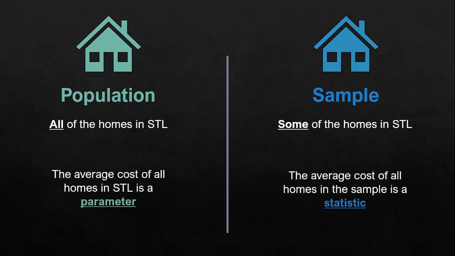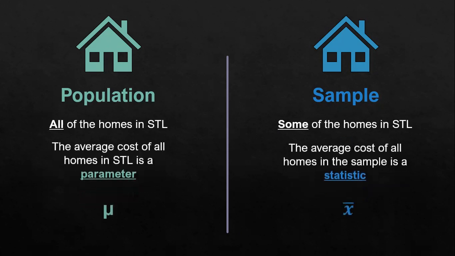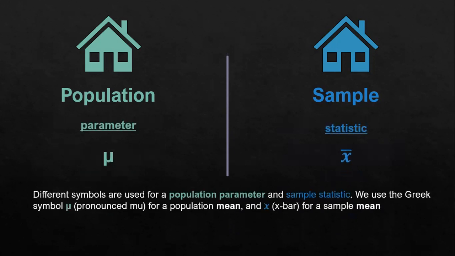Parameter versus statistic. The parameter is represented by mu, and the statistic is represented by x bar if we're talking about means, right? So mean cost of homes would be mu and x bar. These symbols are meant to indicate to us which one we're talking about. Are we talking about a parameter or are we talking about a statistic?